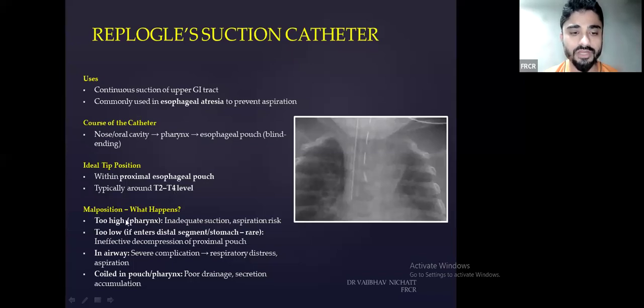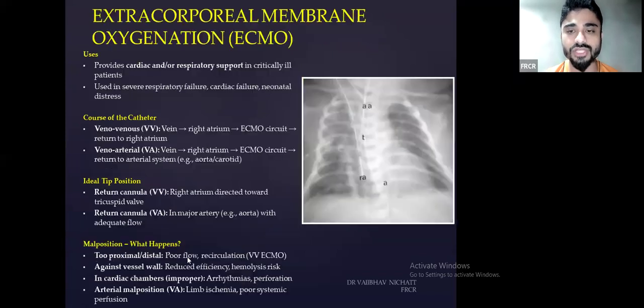If it is malpositioned, if it is too high, then there will be inadequate suction and aspiration risk. If it is too low, then there will be ineffective decompression of the proximal pouch. If it goes into the trachea, then there will be severe complications such as respiratory distress or high risk of aspirations. If it is coiled, then there will be poor, ineffective drainage, and continuous secretion and accumulation within the proximal pouch.